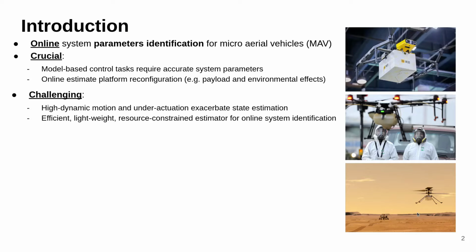The state estimation and online system parameter ID are crucial for MAV. First, many control tasks require accurate system parameters. Also, platform reconfigurations make online system ID even more important. This is difficult because high dynamic motions and under-actuation can challenge the online state estimation. As a resource-constrained platform, it also requires the estimator to be lightweight and efficient.